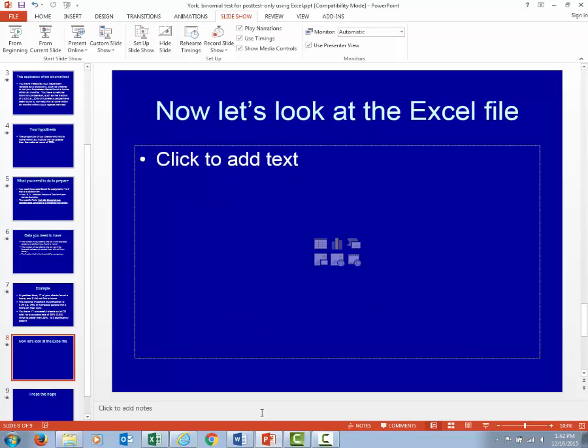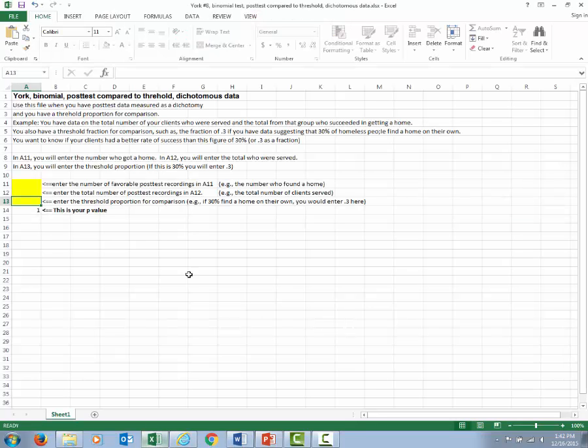Now let's look at the particular file. Here is the file. There are instructions up here showing you, in fact, the example that we're going to use, where we're comparing the number of people who had a favorable outcome with the threshold. So the first thing right here, enter the number of favorable post-test recordings, put it here. The number of favorable in our example is 17. That is to say, 17 of our clients found a home within 6 months.